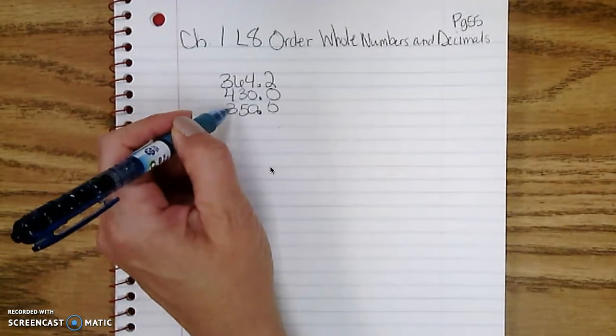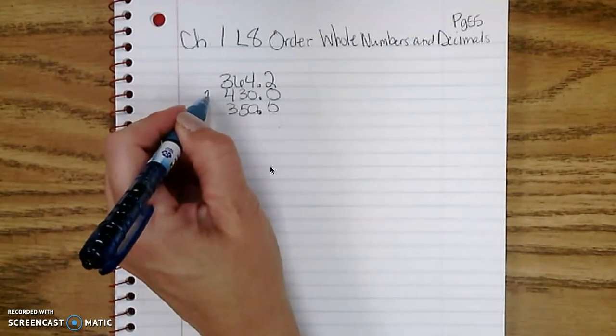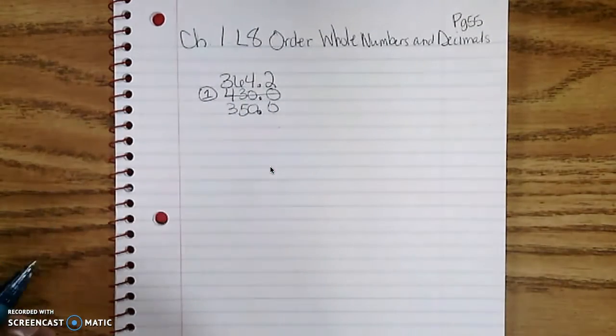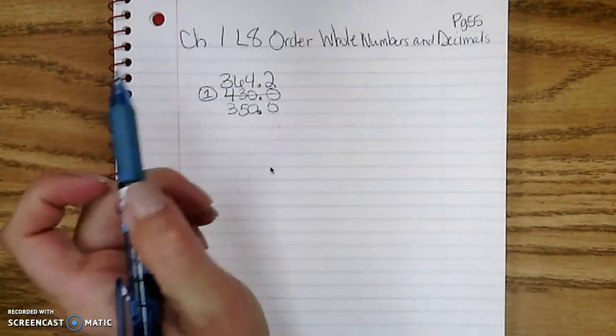I have a 3, a 4, and a 3. So looking at this place value, I can tell that this is the greatest number. So I'm going to do that, and I'm just going to put a small line through it, not too dark because I need to be able to read that number later, but a small line through it just to know that, okay, I'm done with that one.